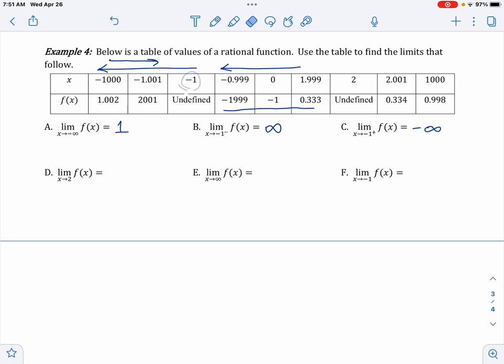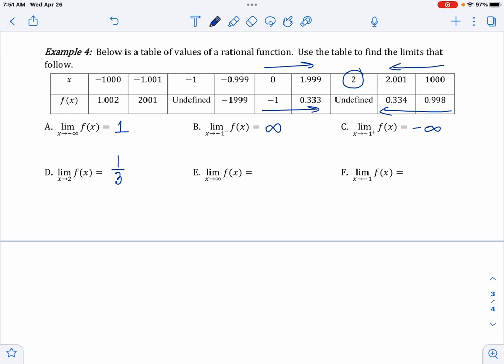Let me erase all this stuff that I drew on this. The limit as x approaches 2. So here's 2. I got to go look left and right, and I'm going to look at my y values. So you can see that I'm getting closer to 0.333 from the left, 0.334 from the right. So 0.3 repeating is 1/3. Notice it says it's undefined. It just means that there's a hole there.